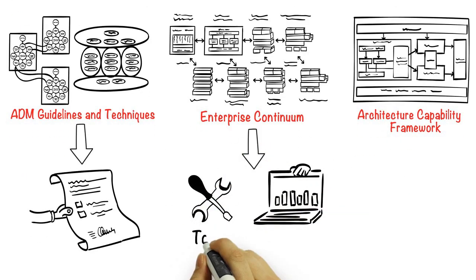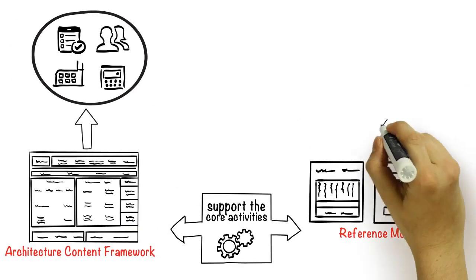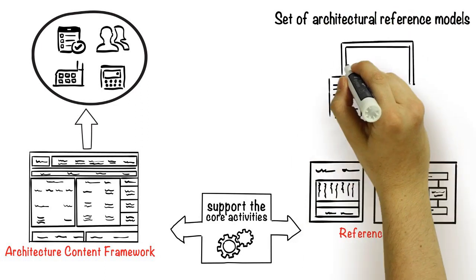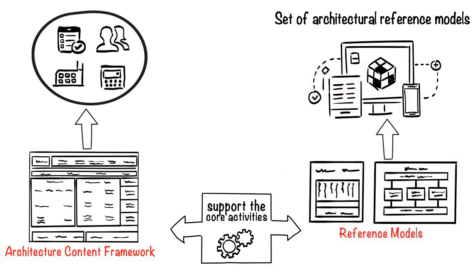Next up is a look at the taxonomies and tools that TOGAF gives us to classify and store the outputs of architecture activity within an enterprise. Part 6 provides practitioners with a set of architectural reference models which help provide a foundation upon which specific architectures and solutions can be built.